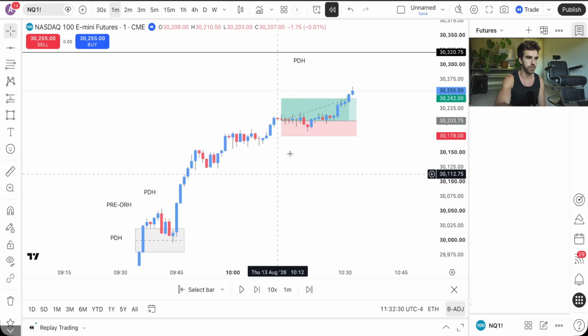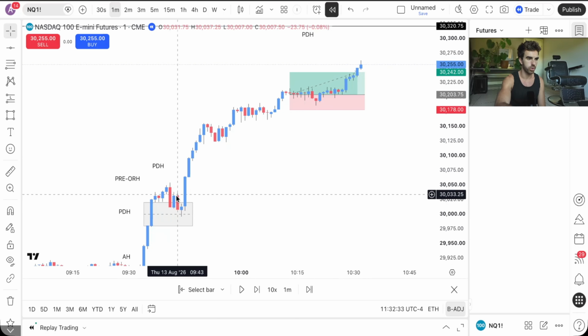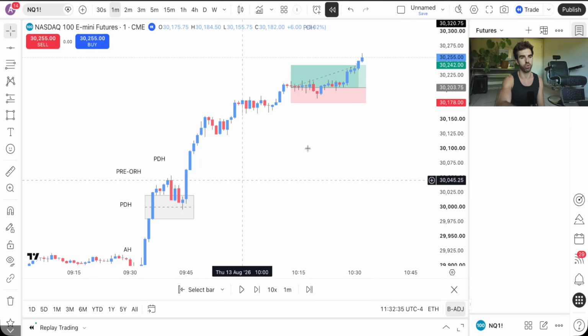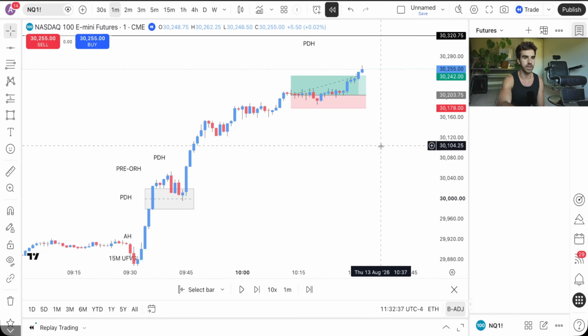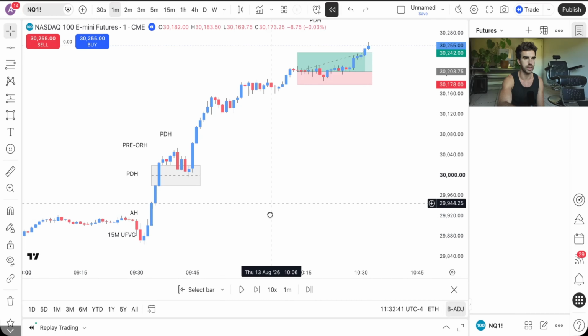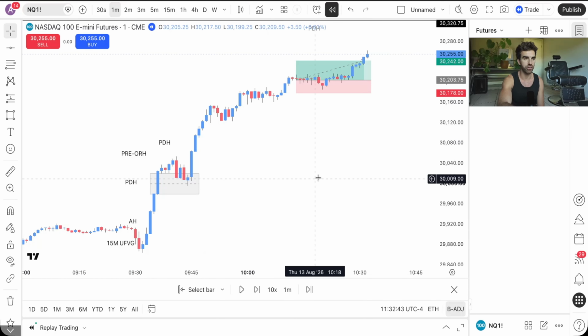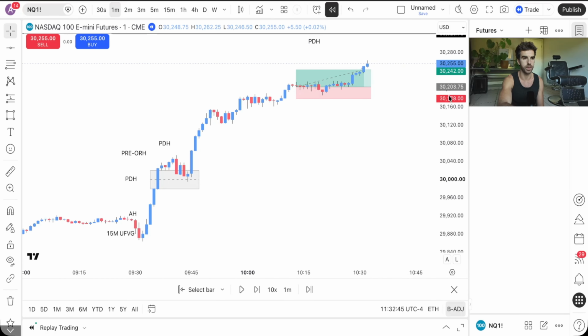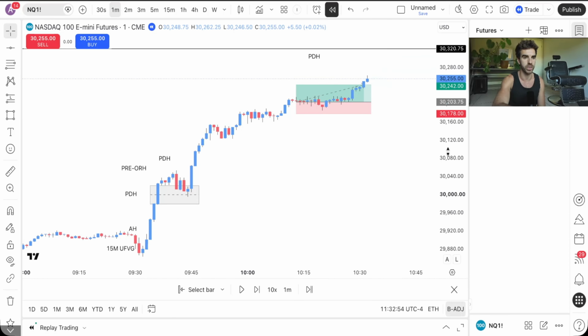So that's 1, 2, 3, and then a 3 minute. So 3 to 4 winning trades and no losses according to my strategy, which is of course due to it being a very trending day with a lot of momentum. This is where my strategy thrives the most as a continuation system.